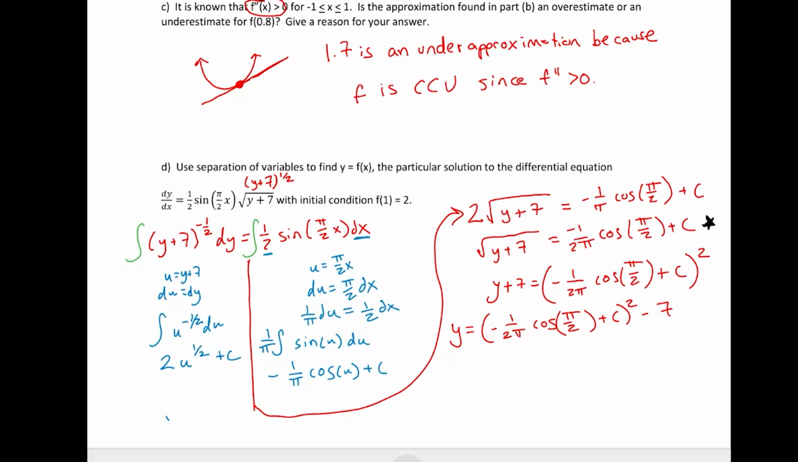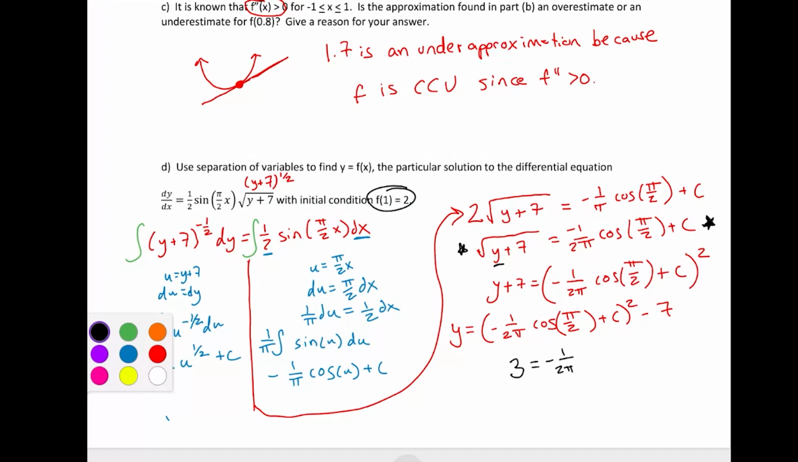I'm going to use that star equation, this one right here, and plug in my initial condition that f of 1 is 2. So let's see if we can do this. I'm just going to work this out, maybe in a different color right below here since I'm kind of out of space. But if y is 2, we have 2 plus 7. That's 9. Square root of 9 is 3. So 3 equals, and then we have negative 1 over 2 pi. I've got a feeling this is going to work out nicely.